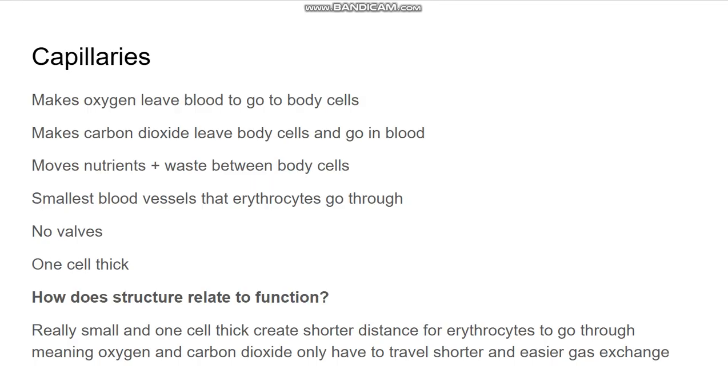So basically, just to summarize capillaries once again: they make oxygen leave blood to go to body cells, and carbon dioxide leave body cells and go to blood. They're the smallest blood vessels that erythrocytes go through, they're 1 cell thick, and there are no valves at all. That's to create a shorter distance for the nutrients, waste, oxygen, and carbon dioxide, so it's a shorter distance and more efficiency at gas exchange.